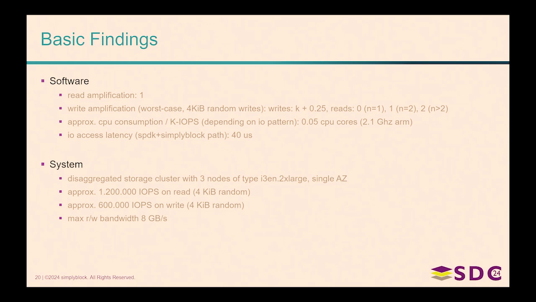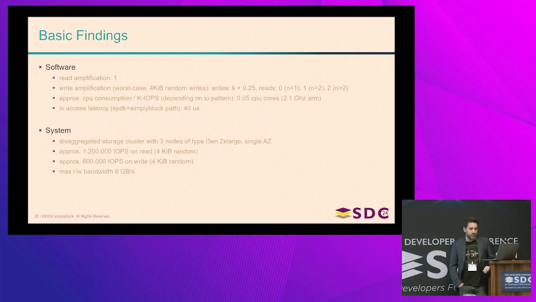The approximate CPU consumption is 0.05 CPU cores per kilo IOPS, which on the one side you think is maybe enough. On the other side, when you compare to, for example, Ceph, you will see it's like 50 to 100 times better. So there is a big difference to other software-defined stacks, and the I/O access latency that's added is about 40 microseconds in the stack.